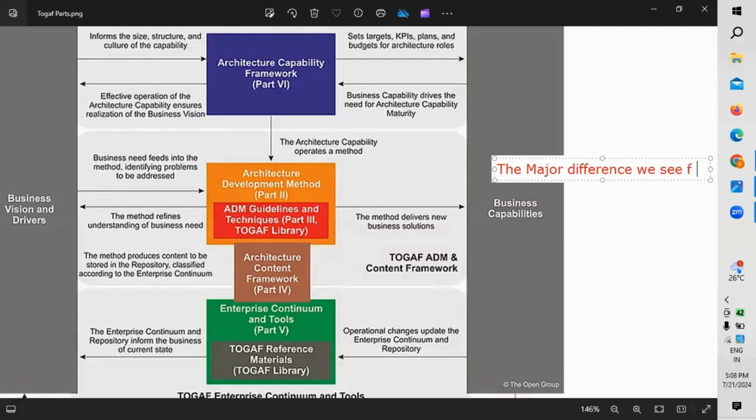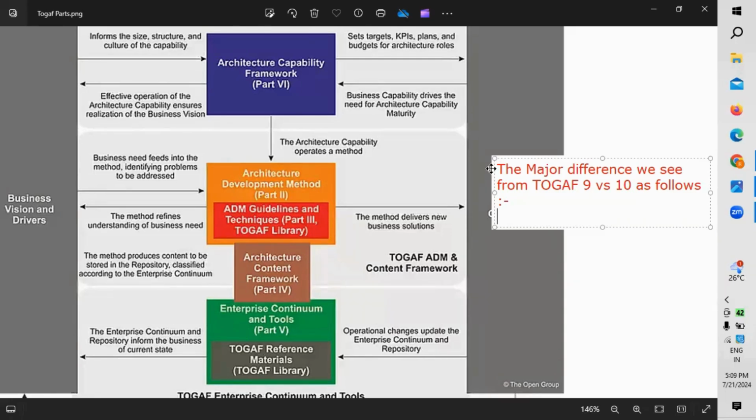We see from TOGAF 9 versus 10 as follows. Whatever the points I discussed with you yesterday, I'm going to discuss those points now, about architectural capability framework, architectural development method, guidelines, content framework. Anyway, that detailed explanation I'm going to provide. Anyway, that will be there, right?